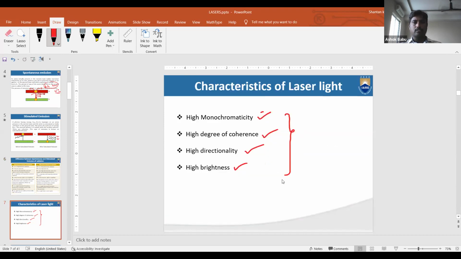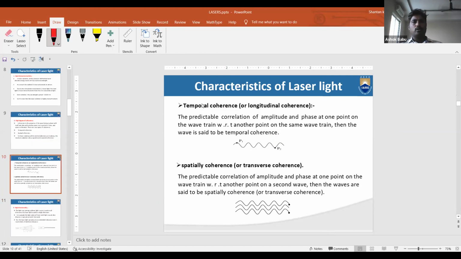Coming to the characteristics, we have four: monochromaticity, high degree of coherence, high directionality, and high brightness. Our laser radiation has both temporal and spatial coherence. Try to remember temporal and spatial coherence. Temporal coherence means predictable amplitude and phase at one point with respect to another point in the same wave train, so with respect to another point in the second wave, the phase and amplitude are the same.